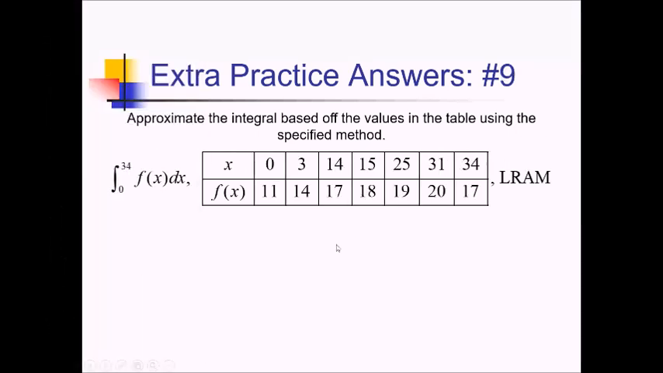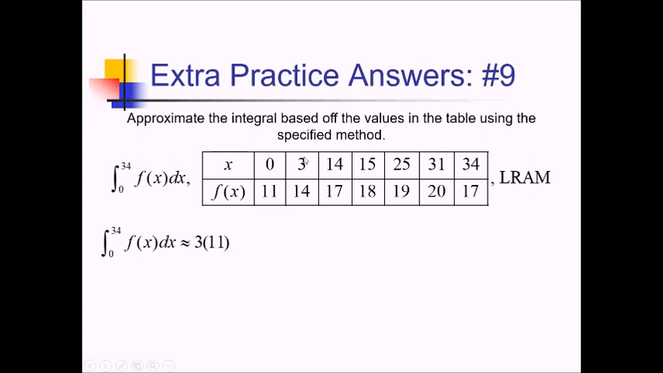There we go. On this problem, I'm trying to figure out the approximation for the integral of f of x from 0 to 34, using just the values in this table. And I'm approximating that using left rectangles, LRAM. So let me set that up now. We've got this integral approximately equal to, and now I have some base times height areas. My first rectangle has a base of 3, going from 0 to 3, and since this is LRAM, it's got a height of 11. We use the left height here. So 3 times 11, and notice that I wrote approximately equal to.